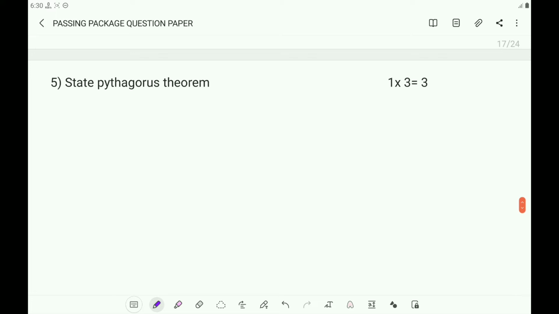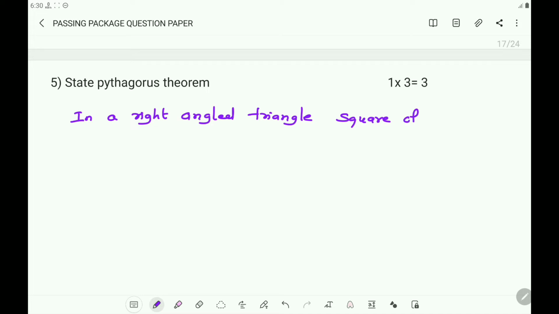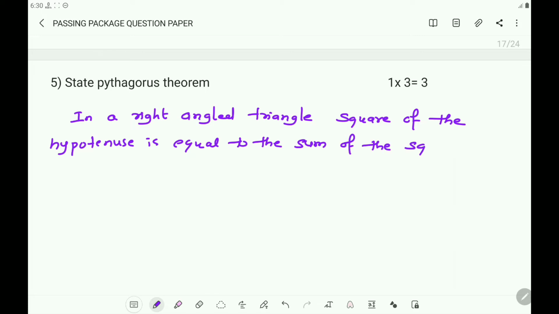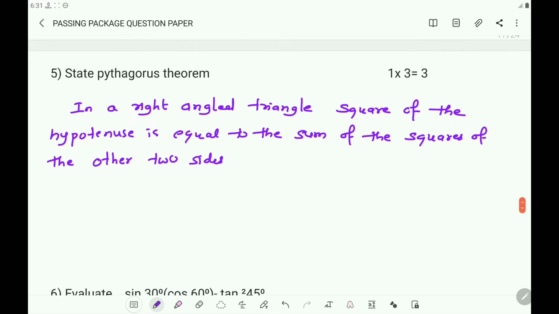Next, state Pythagoras theorem. You know the statement of the Pythagoras theorem. What is that statement? In a right angle triangle, square of the hypotenuse is equals to the sum of the squares of the other two sides. So you can write, in a right angled triangle, square of the hypotenuse or square on the hypotenuse is equal to the sum of the squares of the other two sides. This is the statement of the Pythagoras theorem.